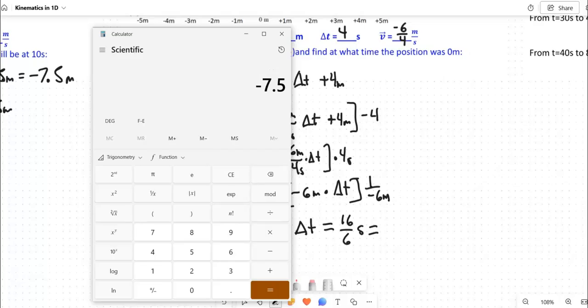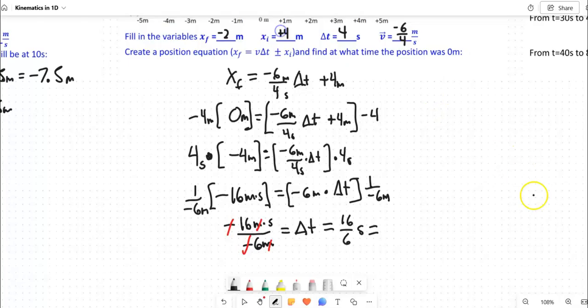So let's try this again. 16 divided by 6 equals 2.67. So it wasn't at 3, it was just before that. So it was at a position of 0 meters at 2.67 seconds.